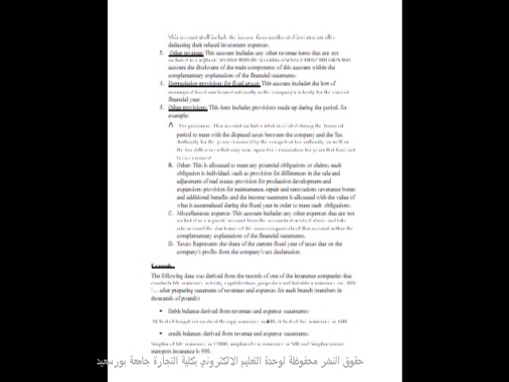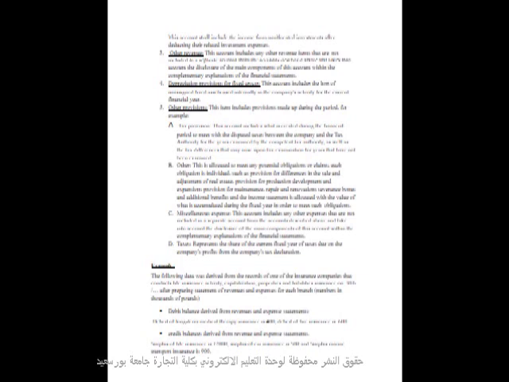Number 5, other provisions. This item includes provisions made during the year. This item is subdivided into the following. Number A, tax provision. This account includes what is created during the financial period to meet disputed taxes between the company and the government, as well as the tax differences that may arise upon tax examination for the previous years. The second subcategory is others.